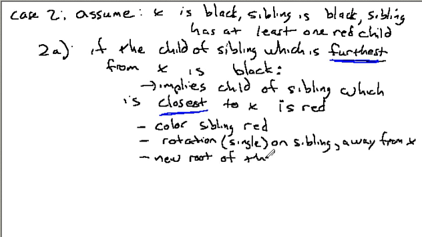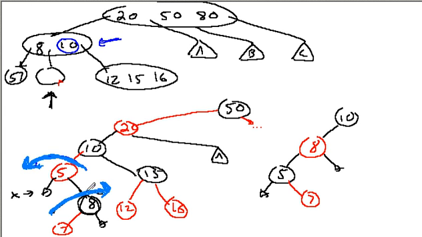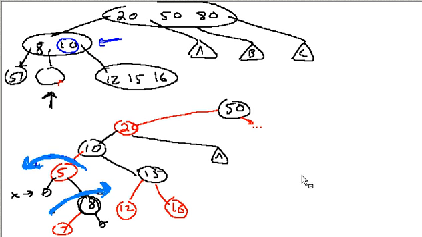and now the new root of that subtree, which is the new sibling of X, is colored black. So you make the sibling red, and then its child will eventually become black. The child moves up to become the sibling. And that's what we see here. We'll take this tree and we'll say 7. We end up here with this.